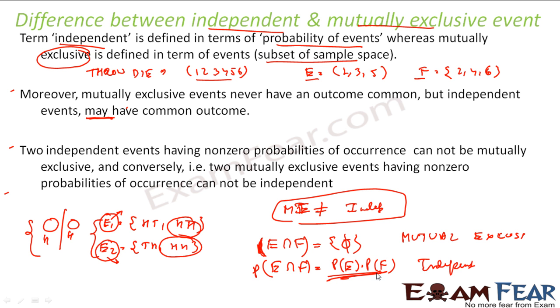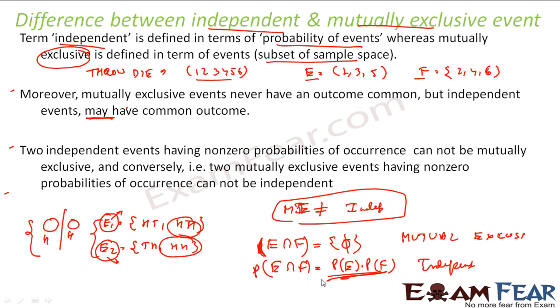So if it has non-zero values, that means it has some numbers, correct? If P(E) and P(F) are non-zero, it has some value. That means the set will have some elements. So thus, if a set is mutually exclusive, it won't be independent. If it is independent, it won't be mutually exclusive, correct?